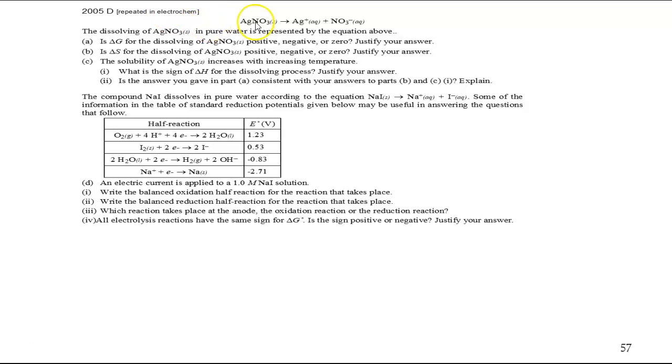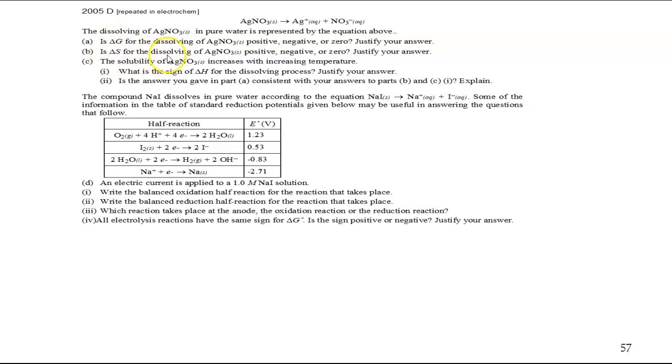Okay, we've got some silver nitrate dissolving in water. It's aqueous. And they say the dissolving is represented by the equation above. Yeah, I figured that out. Is the free energy for this positive, negative, or zero? Well, dissolving such as this happens spontaneously, so it will be negative.